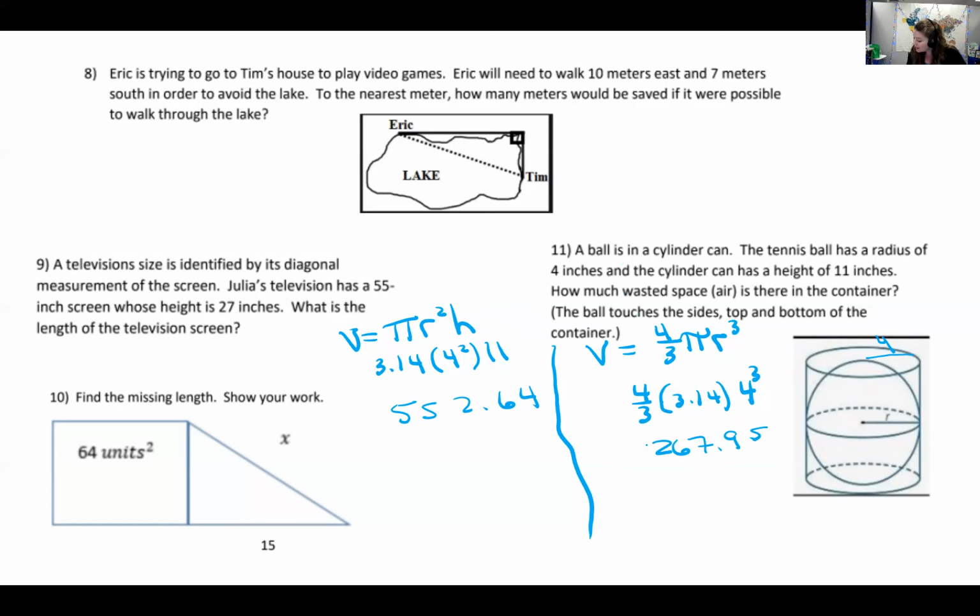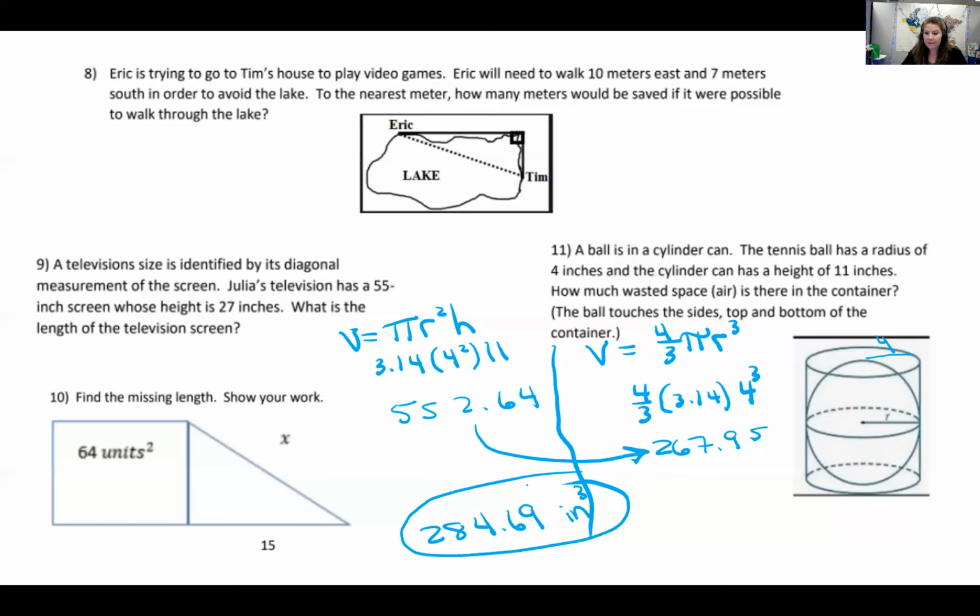267.95. And then the last thing I'm going to do is subtract those two numbers to find out how much space is left. So 552.64 minus 267.95 is equal to 284.69 inches cubed. That's what's left over.